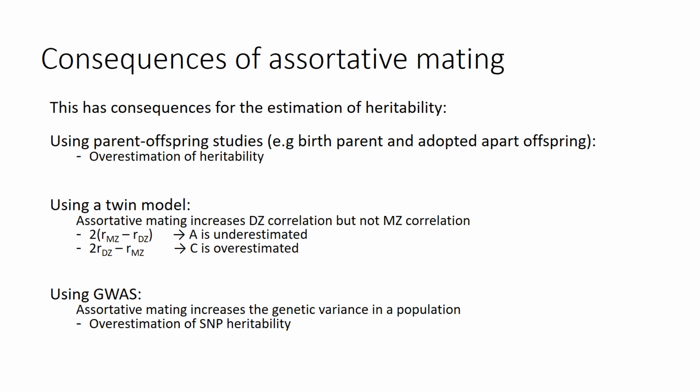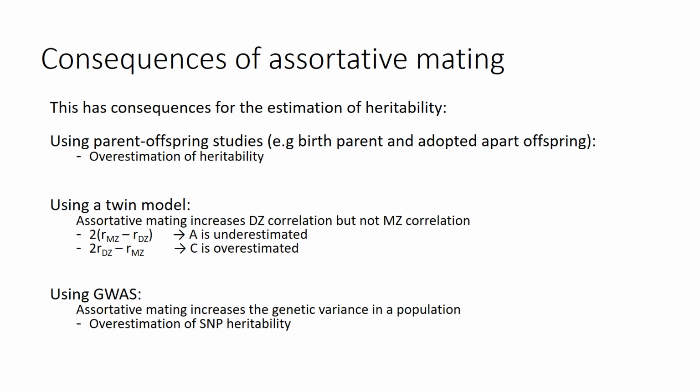This affects the estimation of heritability. For example, if you use a parent-offspring study, for example by comparing birth parents with offspring adopted apart, you will overestimate heritability because you overestimate the correlation between the birth parents and the child. If you use a twin model, dizygotic twins are equivalent to siblings, so they are more similar than expected, so the DZ correlation will be increased. On the other hand, monozygotic twins are identical genetically, so the correlation doesn't change with assortative mating.